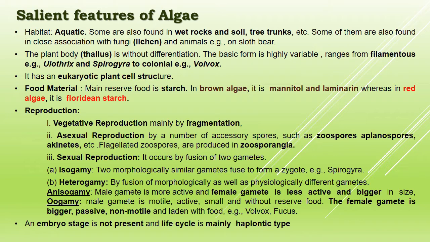Algae are mainly classified on the basis of their pigments, their flagella, storage products, and chemistry of the cell wall, and broadly, three different classes are there: Chlorophyceae, Phaeophyceae, and Rhodophyceae.